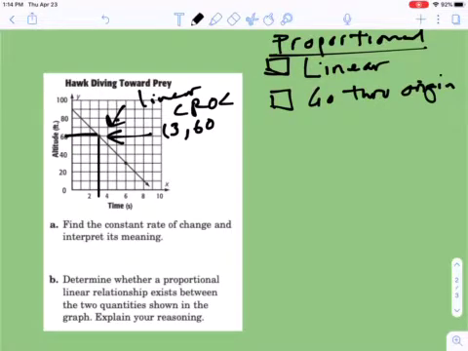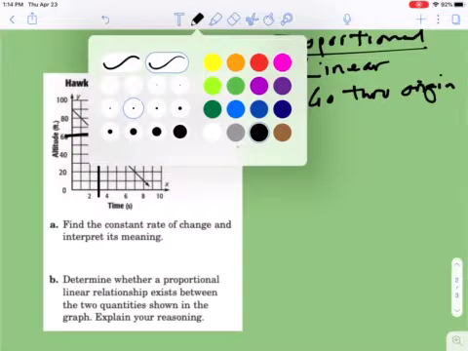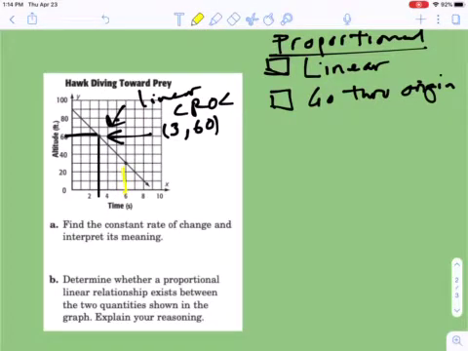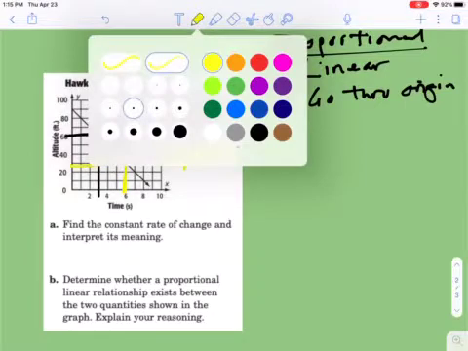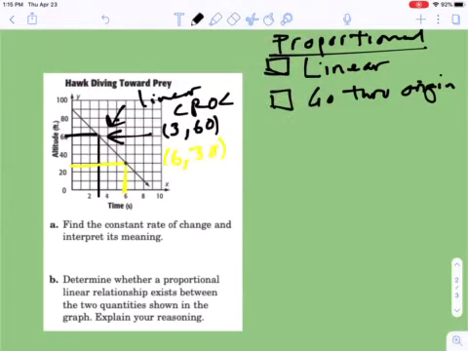And then my next set of points, let's use another color, it looks like it is 6 and then 30. All right, so we've got 2 sets of points. To figure out our constant rate of change, let's look at our y first. Going from left to right, and this is always a left to right kind of thing, from 60 to 30 it is going down 30.